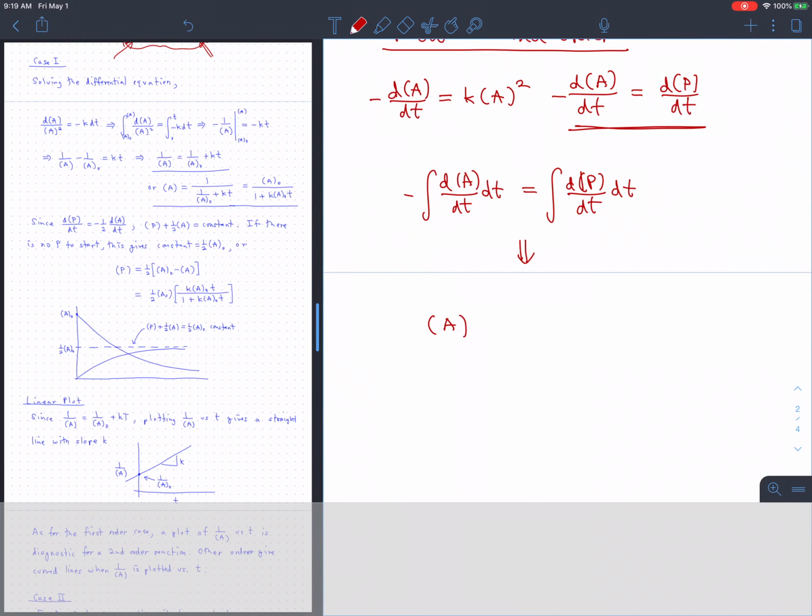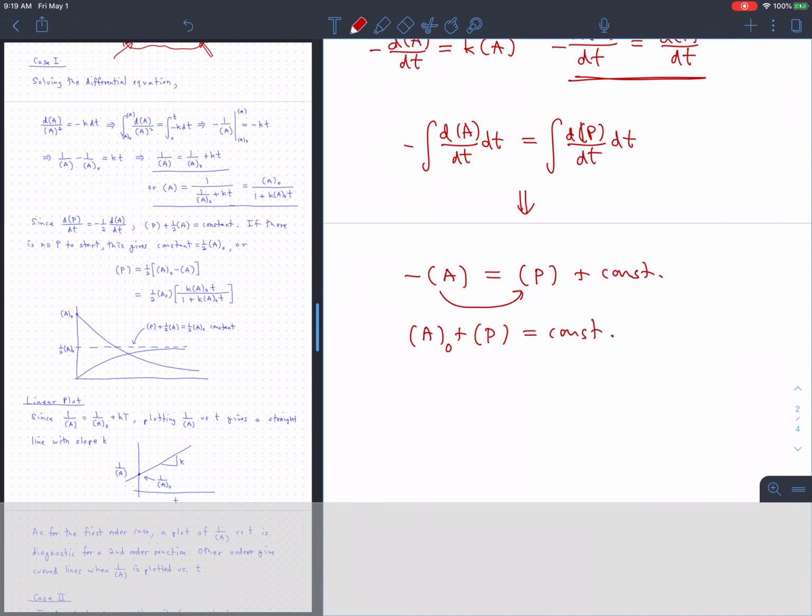that A on this side minus A0 on this side is equal to P on this side plus a constant of integration. And so we get that A, switching this over here, plus P is equal to some constant, which we don't know at the moment. But if we evaluate both of these at time 0, and if we say that there's no product present to begin with at time 0, which doesn't have to be the case but is usually the case, then we can see that the constant just has to be A0. And so we overall have that A plus P is equal to A0.